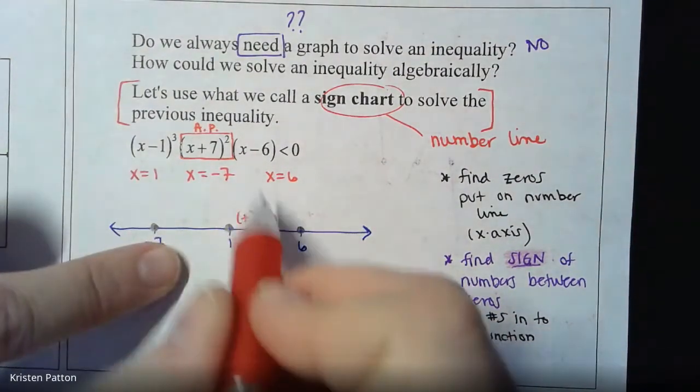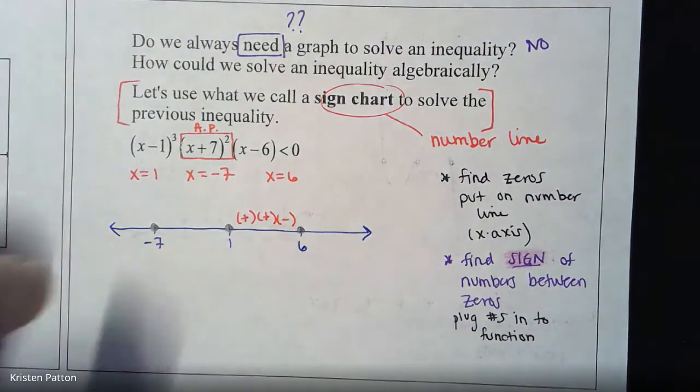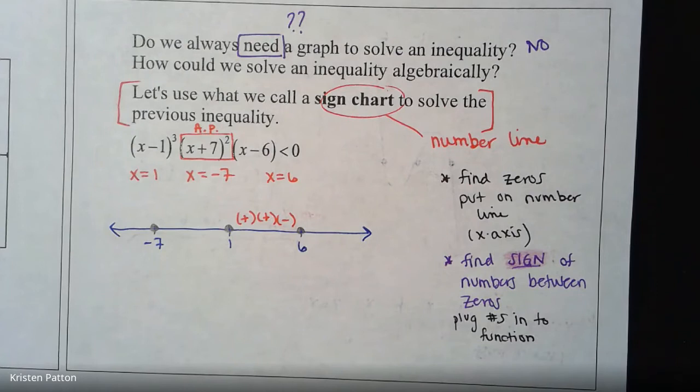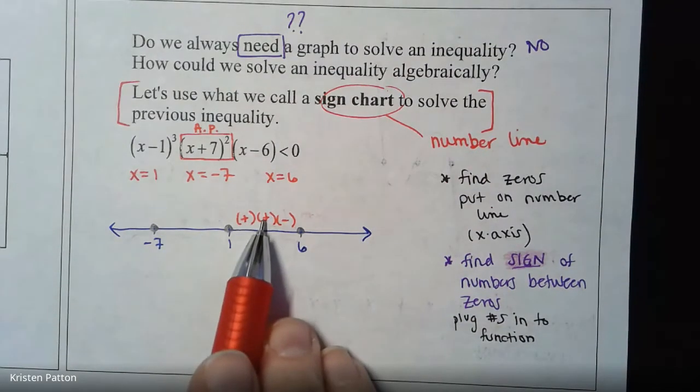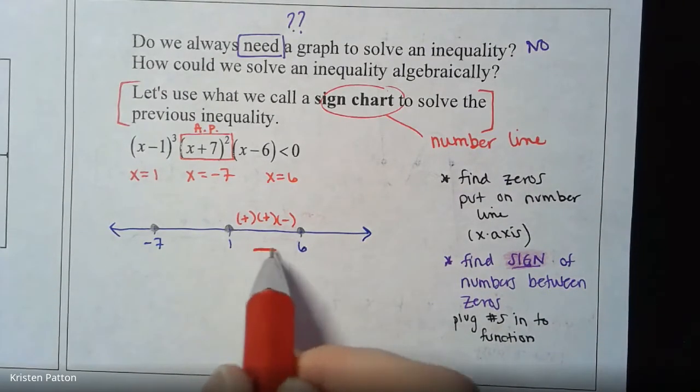All right, let's plug the 2 in here. 2 minus 6 is -4. I didn't write down -4, I just wrote down negative. This is a sign chart. All I need is the sign of the answer. So I have a positive times a negative, which is overall a negative.